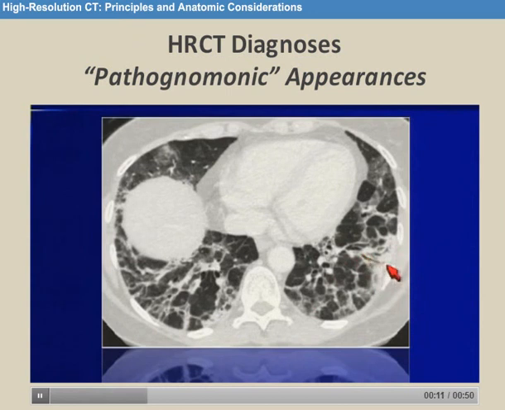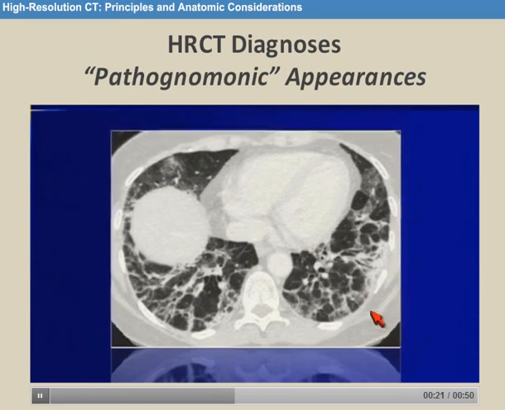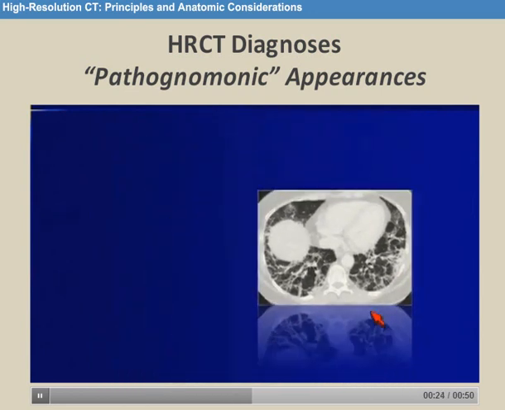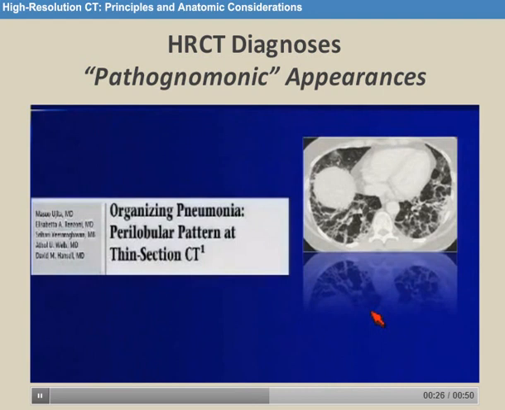What can we see? Well, we can certainly see it's a diffuse abnormality. We can see that there are areas of consolidation. You can see airways going into those areas of consolidation. But they do seem to be highlighting these pulmonary lobules. So this is what is known as a perilobular pattern of consolidation.